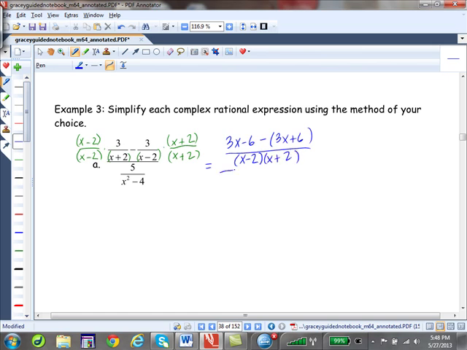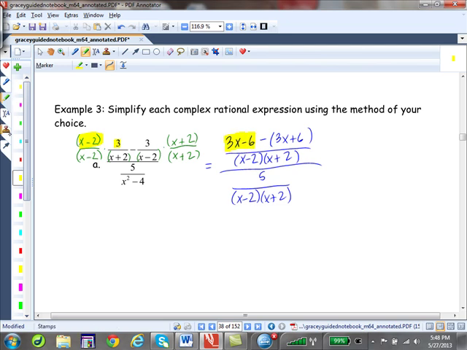times x plus 2 divided by 5 over x minus 2 times x plus 2, because that is how x squared minus 4 factors. So let's line everything up. X minus 2 times 3 gave us 3x minus 6. 3 times x plus 2 gave us 3x plus 6. There is a minus there, so we'll be needing to distribute that through. And then here, x squared minus 4 factors is x minus 2 times x plus 2.